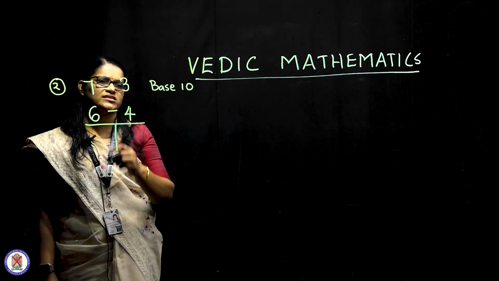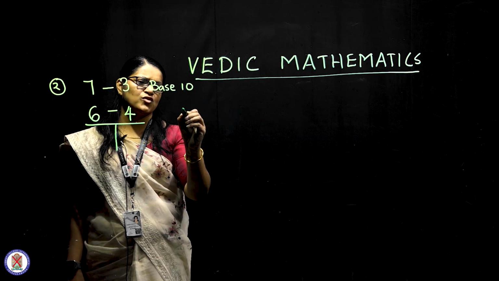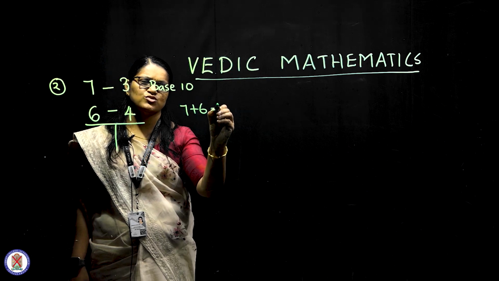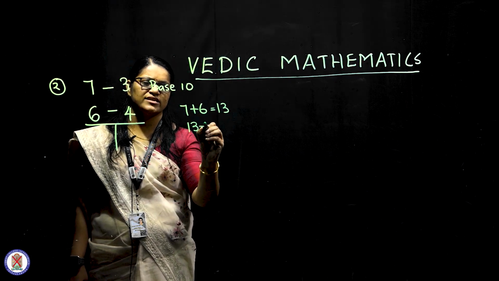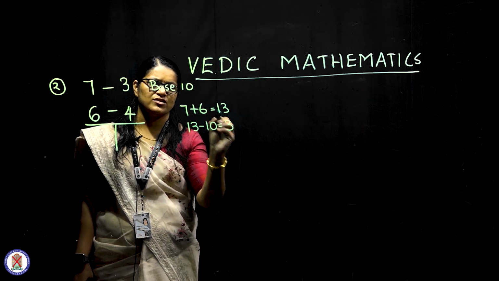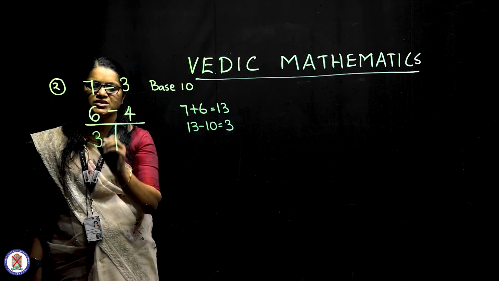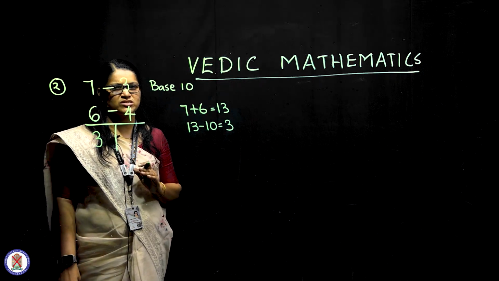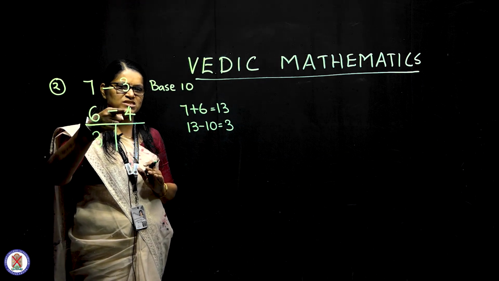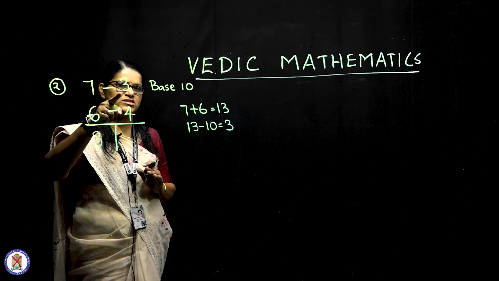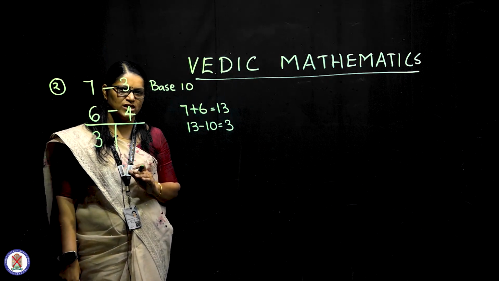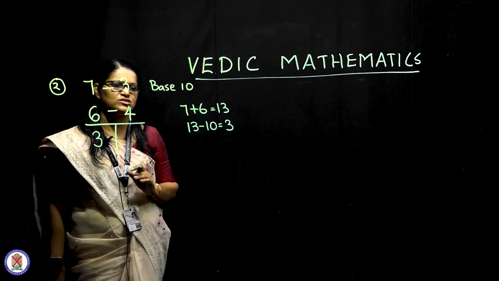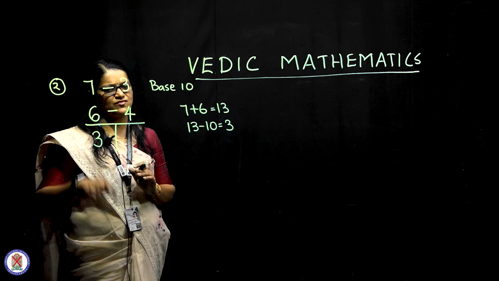To get the LHS, as told earlier, we have four methods. 7 plus 6 is equal to 13. 13 minus 10 gives you 3. So the number in this position is 3. This can also be obtained by using any of the other 3 methods. The other methods are 3 plus 4 is 7, and 10 minus 7 gives you 3, or using cross subtraction, 6 minus 3 gives you 3, and 7 minus 4 gives you 3. Any method you can use to get the left hand side portion.